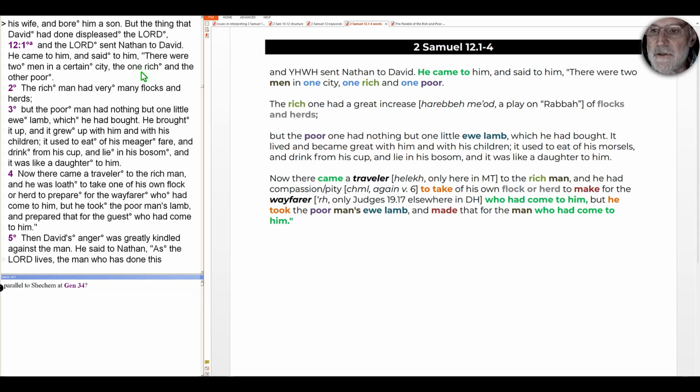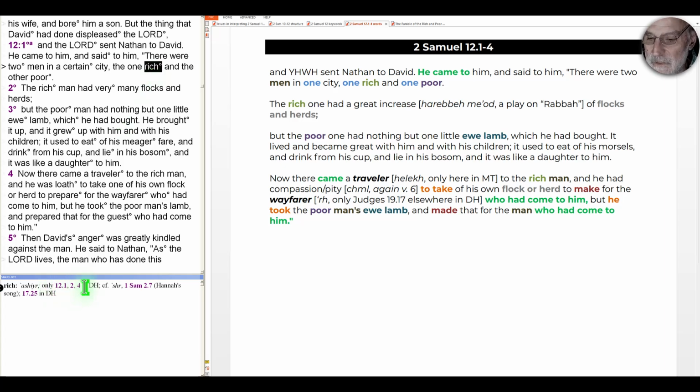So there were 2 men in one city. What city? Why does it have to be a city? We don't know. If we take this as an allegory and we want to look at it that way from the beginning, we can take this as Jerusalem. But does it matter to the story? You can decide for yourself. One rich and one poor.